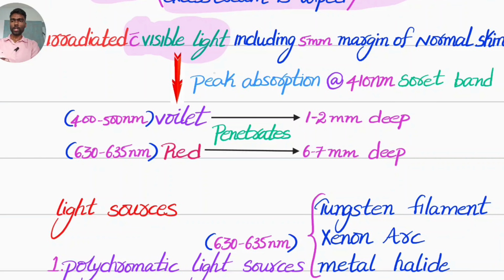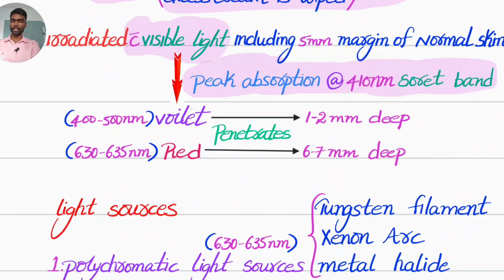Now our photosensitizer, protoporphyrin 9, will absorb this visible light. Absorption will peak at 410 nanometer. This is nothing but the Soret band. All these things we will deal with while dealing with porphyrias. Now visible light wavelength is between 400 to 700, and the components are VIBGYOR, V for violet and R for red color.